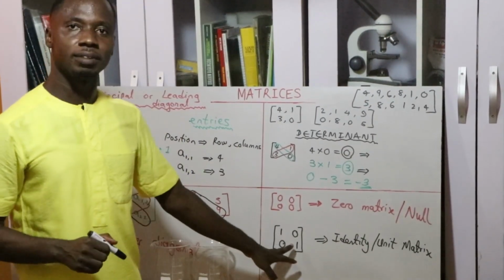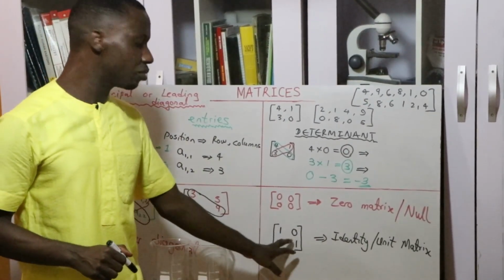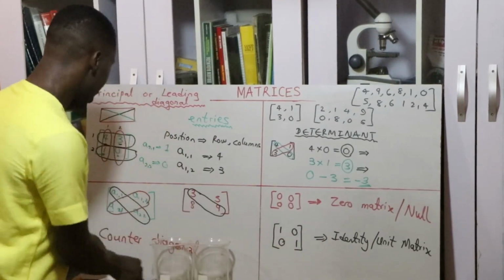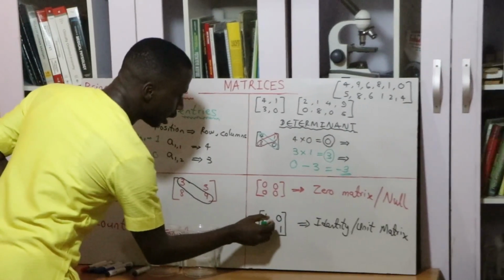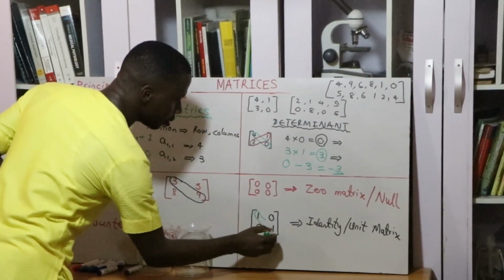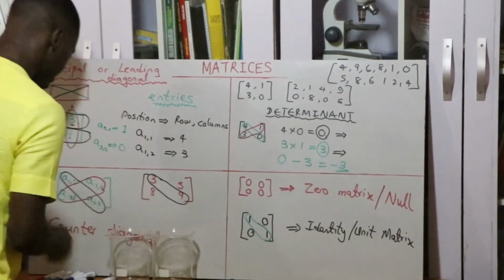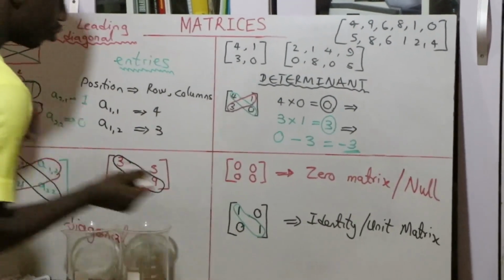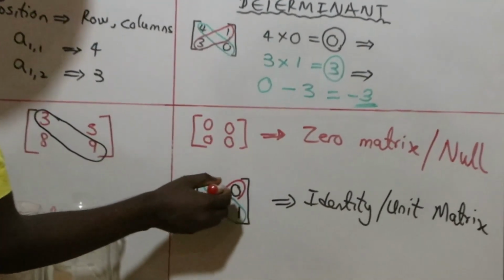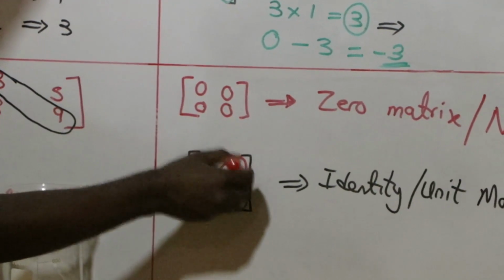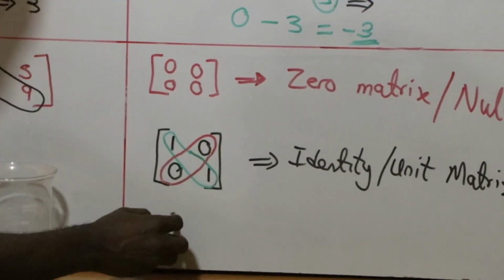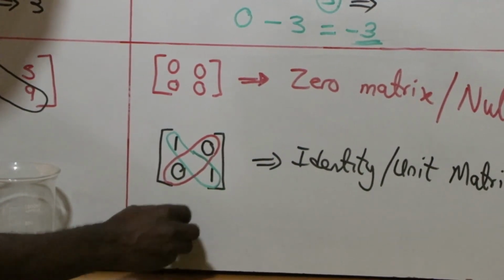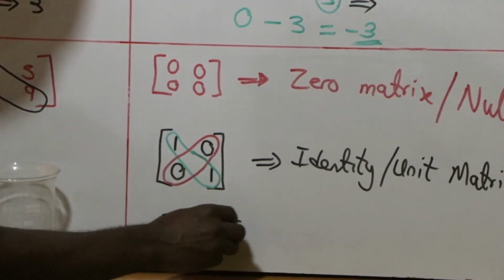Now let's prove it. Let's show ourselves that the determinant of this matrix is 1. When you're finding your determinant again, you bring out your principal diagonal. Okay, use green for that. Then I use red to bring out the counter diagonal. I find the product of the principal diagonal, which is 1 times 1, which is equal to 1.